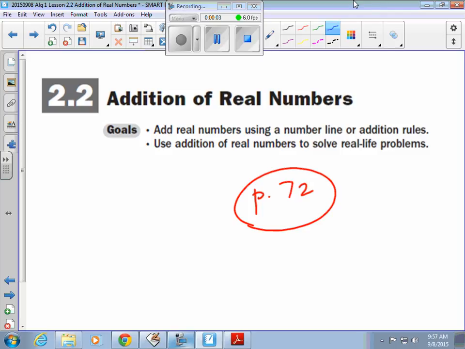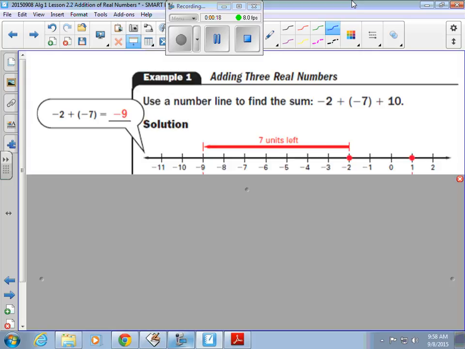Okay, this is Algebra 1, Lesson 2.2, addition of real numbers. Two goals. We're adding real numbers using the number line, or addition rules. We'll do both, because we're going to learn both ways. And then we're going to use them in real life problems, beginning on page 72 in the text.